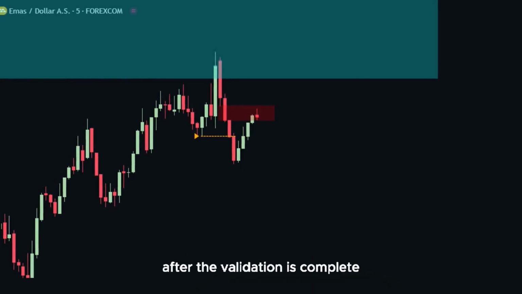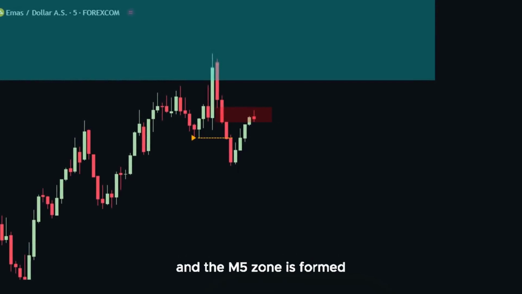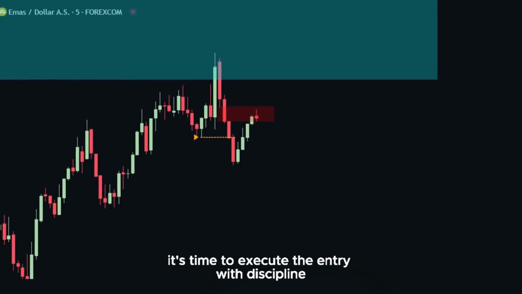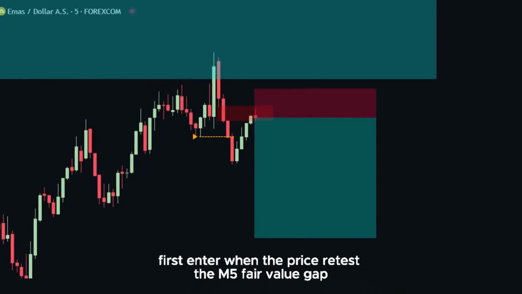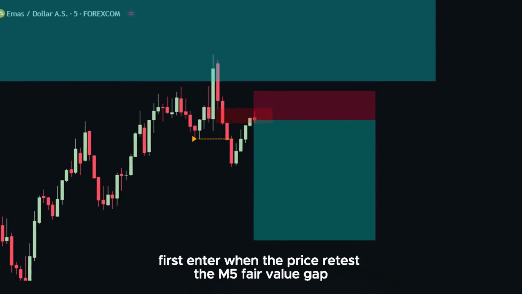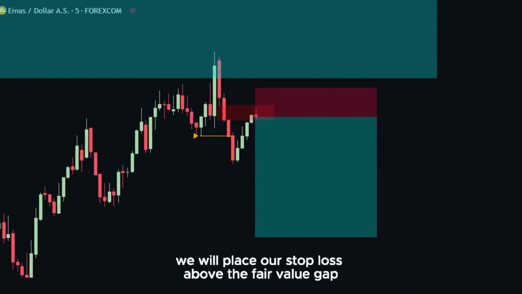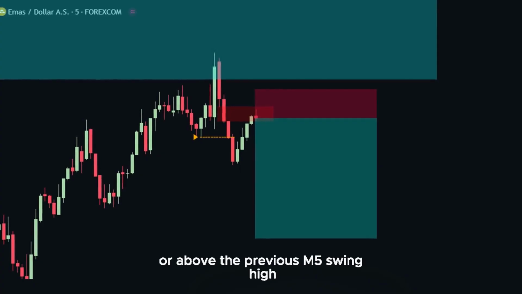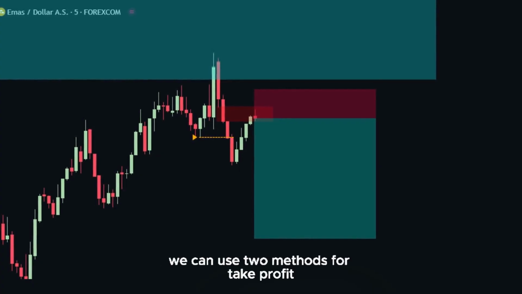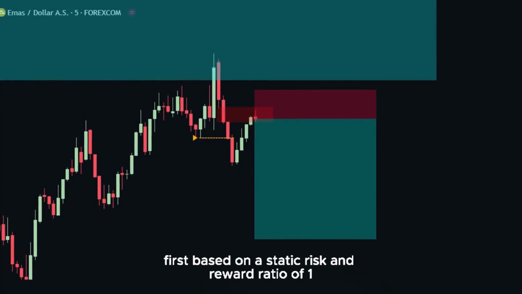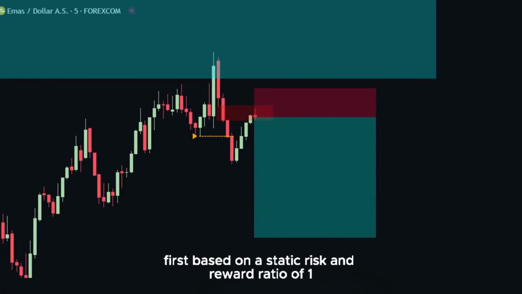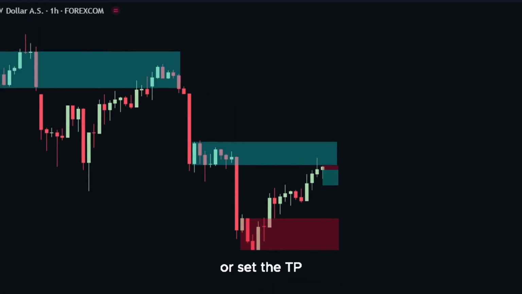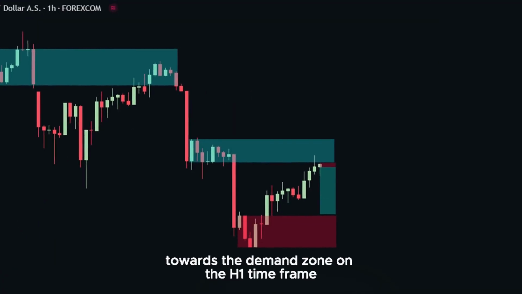After the validation is complete and the M5 zone is formed, it's time to execute the entry with discipline. First, enter when the price retests the M5 fair value gap. We will place our stop loss above the fair value gap or above the previous M5 swing high. We can use two methods for take profit. First, based on a static risk and reward ratio of 1 to 2 or 1 to 3, or set the TP towards the demand zone on the H1 time frame.